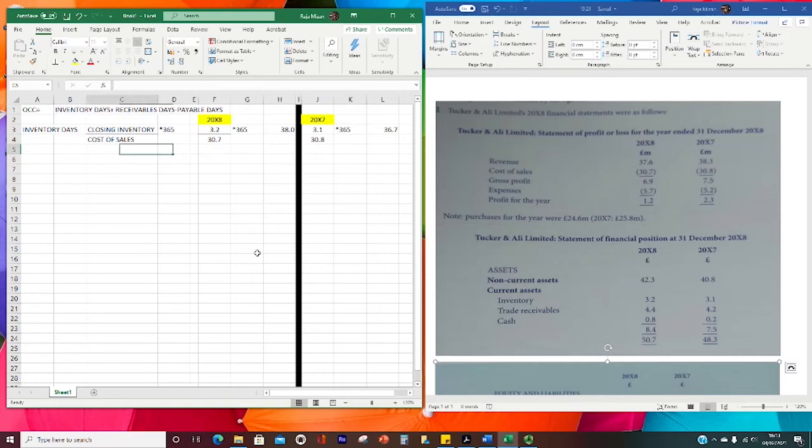Next is our receivable days. These are our customers who owe us money, and this ratio would tell us how long it takes us to collect money from them. The formula is trade receivables divided by credit sales times 365.